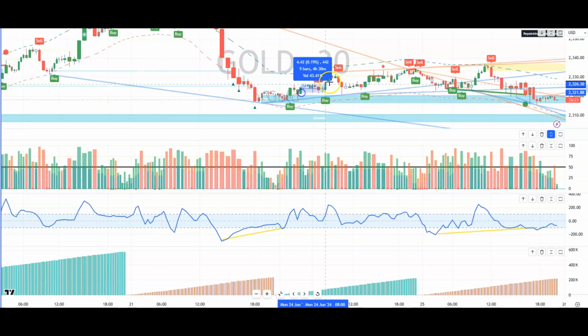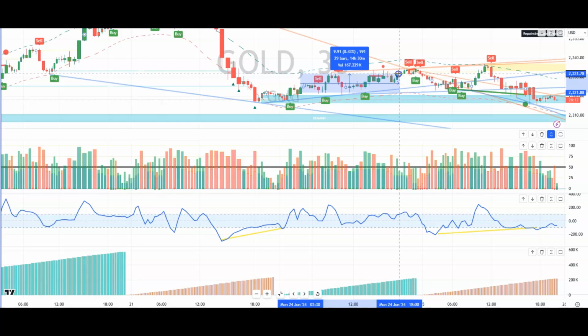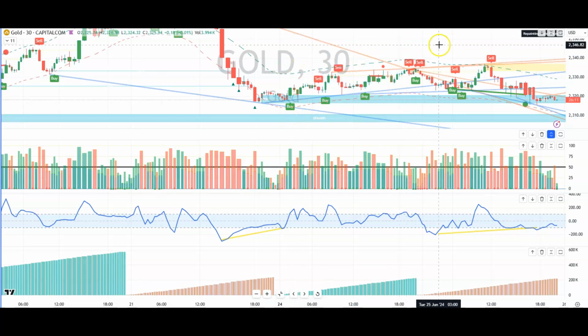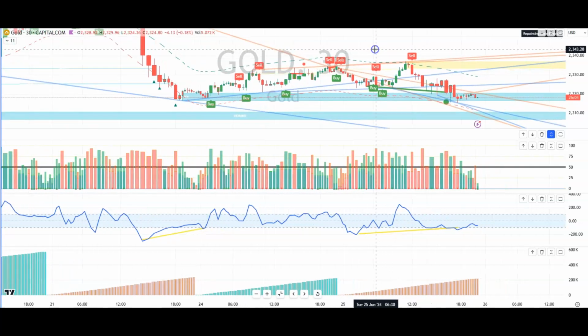So from there, 155 pips. Doesn't seem a lot, does it? But there's 155 pips. You can just go for 100. Easily 2-to-1. So let's move on. And as we can see, there's a buy signal here.